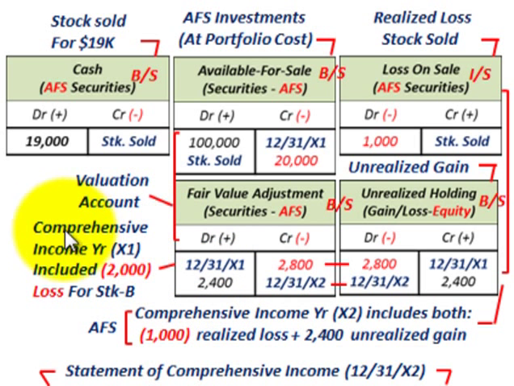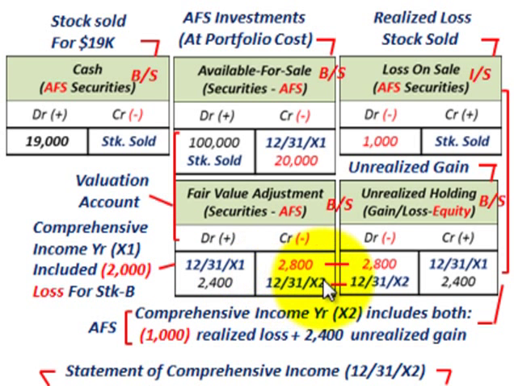But before we do that, let's make a point here. At the end of the first year, this $2,800 unrealized holding loss in this case included that loss on stock B. We actually lost $2,000 on stock B, and that was included in our figure for the end of the first year. So just to make a point of that.